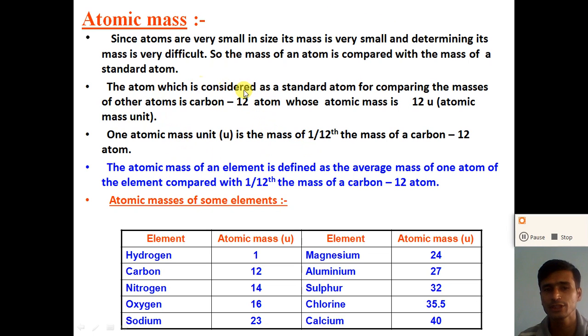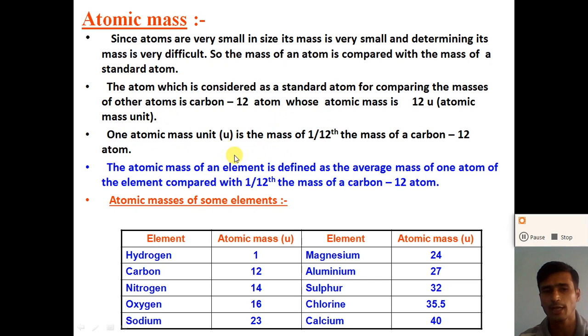The atom which is considered as the standard atom for comparing the mass of other atoms is carbon-12, whose atomic mass is 12 u. So atomic mass should be measured in atomic mass units, represented by AMU or only small u. To measure the atomic mass, we must compare the mass of the atom with the standard atom, that is, the carbon-12 atom.